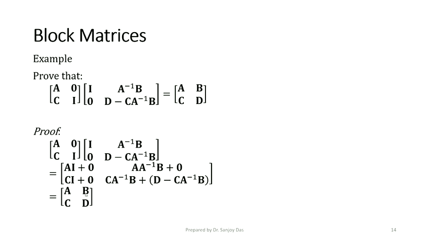And then AI plus 0 is A. This is A inverse, the identity matrix. We are left with B. Ignore the 0. We get B here. CI plus 0 is C. And here we have C A inverse B, and then negative C A inverse B. So we are left with D. Okay?